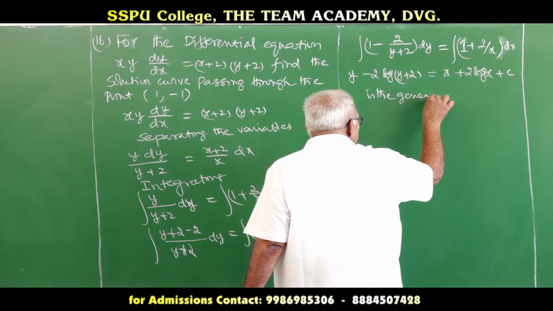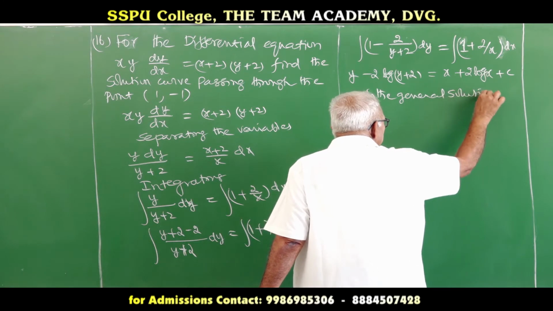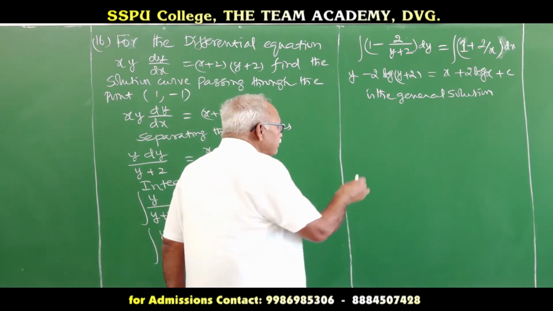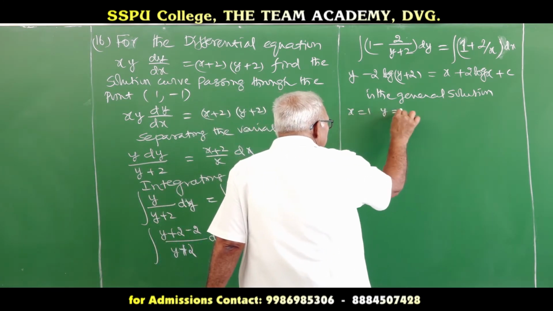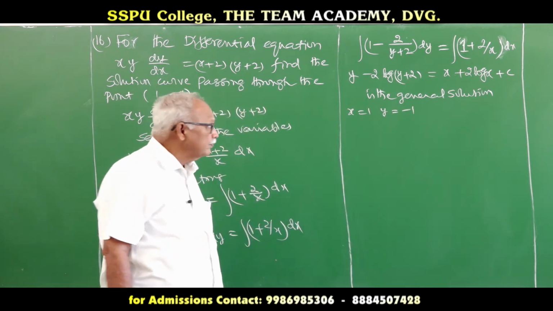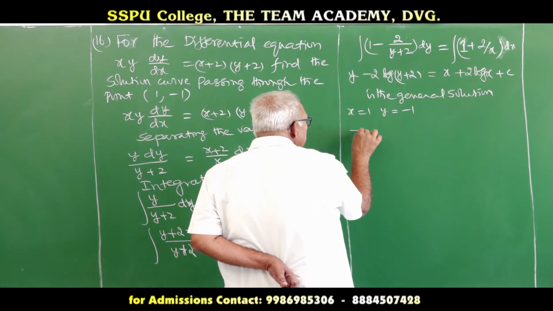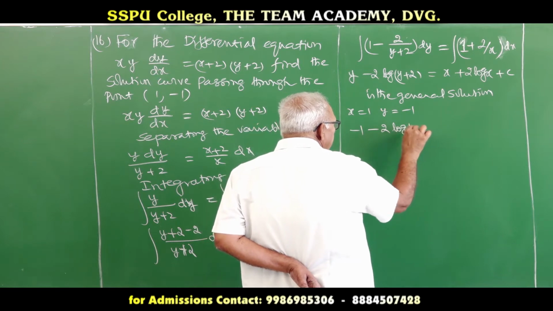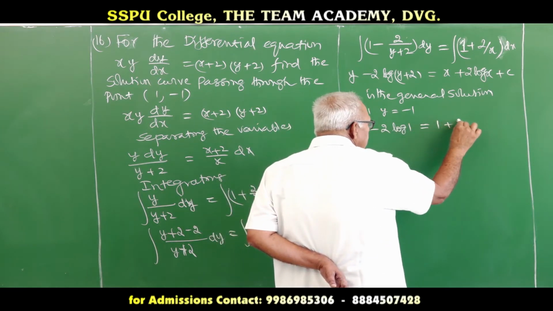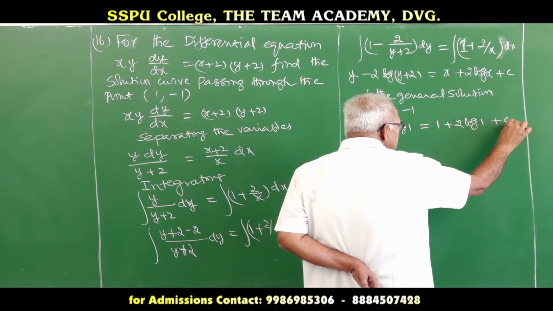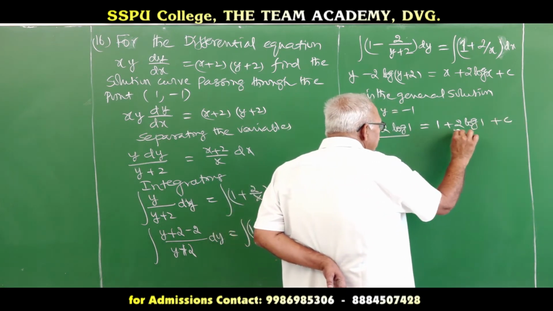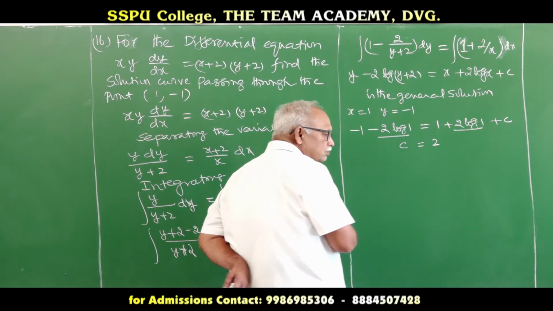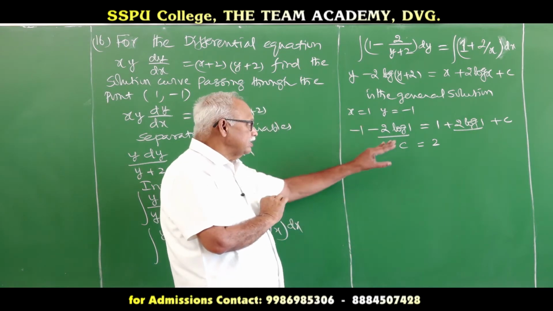is the general solution. Now, we have to find the value of c, then we will get the solution curve. For the value of c, the condition is x is equal to 1, y is equal to minus 1. Now, let us take this: minus 1 minus 2 log 1 is equal to 1 plus 2 log 1 plus c. So, this term is 0, this term is also 0. Therefore, what is c? c is equal to minus 2. From this we are getting c is equal to minus 2.